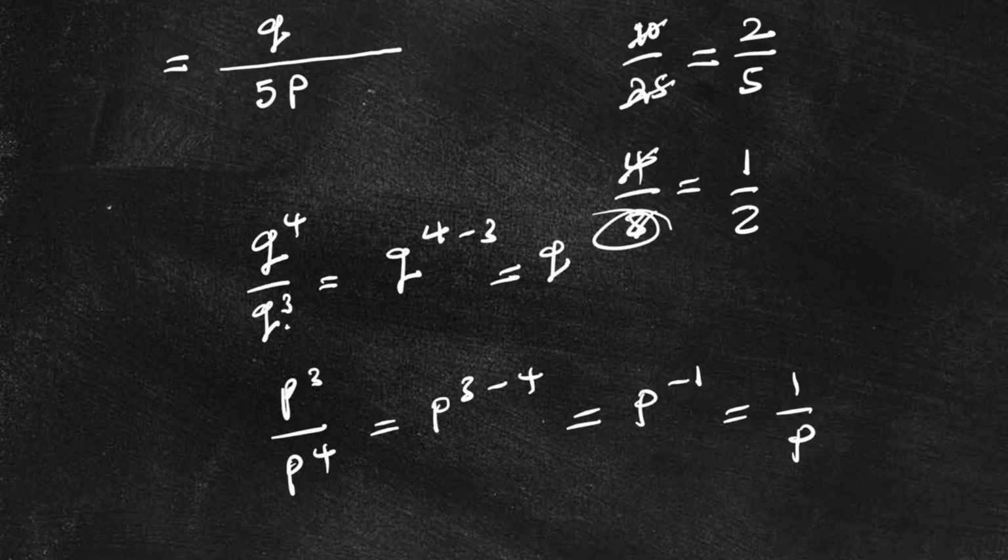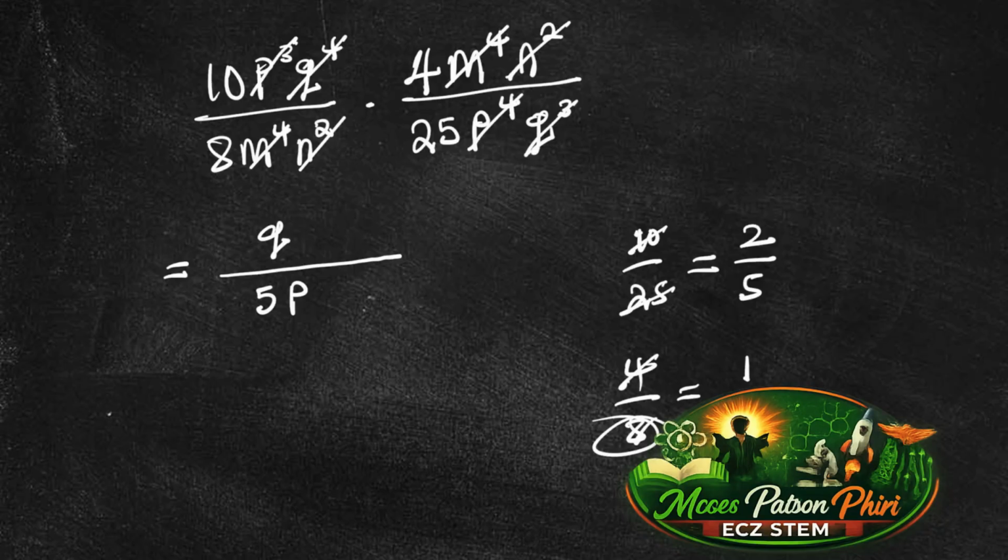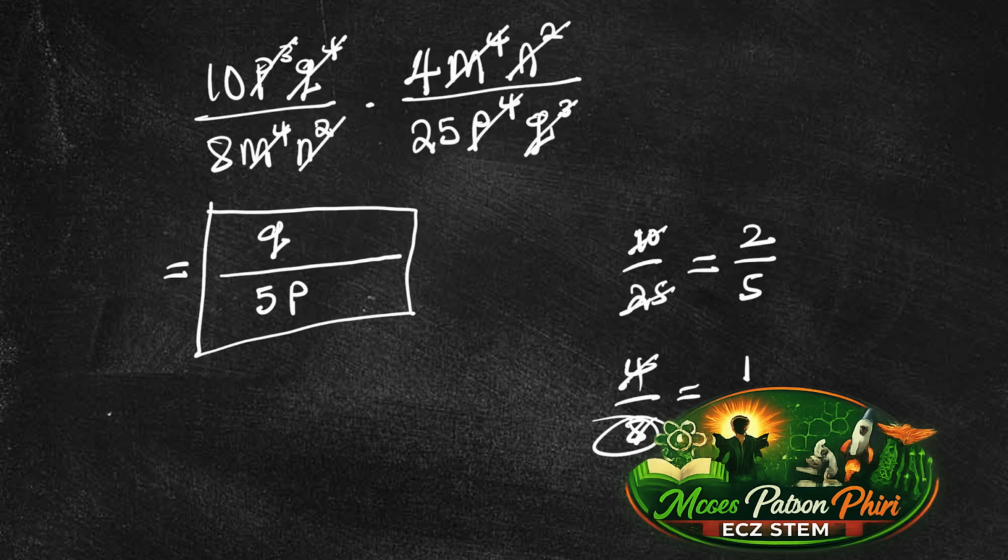I go to m. I have m to the power 4 in the numerator and m to the power 4 in the denominator. So that goes completely. Then I have n squared in the numerator and n squared in the denominator. That goes completely. So therefore, q divided by 5p is the final answer to this problem.